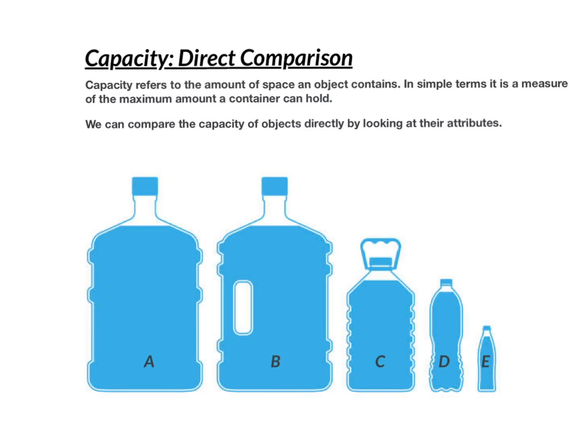For example, A is taller, wider, and overall larger than container C. So we could say that container A could hold more liquid, or more water in this case, than container C because it is larger, wider, and overall bigger than container C. Therefore, it would have a greater capacity. It would have a greater space to hold liquid.